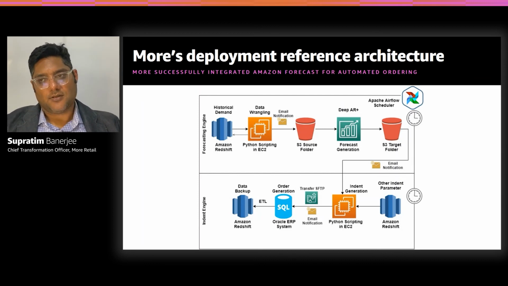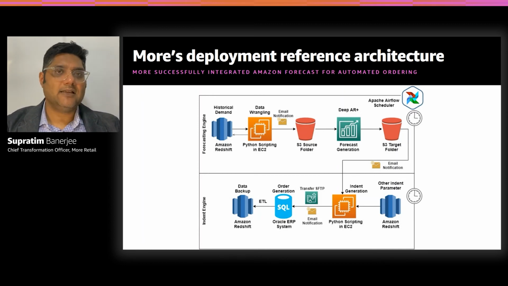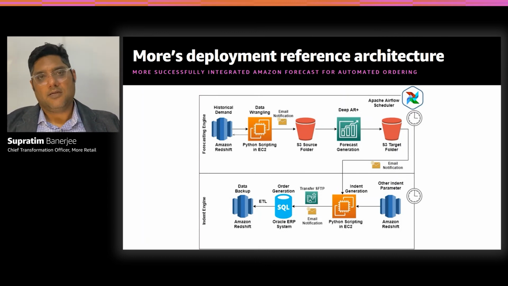This architecture delivers the benefit of Amazon Forecast to us because it is tightly integrated in AWS. It is also tightly integrated with our ERP. So this is a hands-off-the-wheel system which is automatically converting demand into a forecast and a forecast into an order without any human intervention.